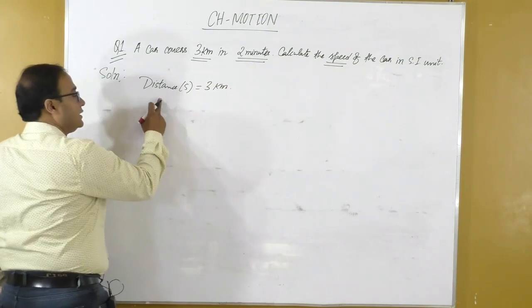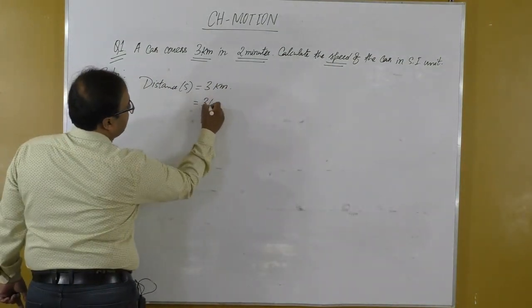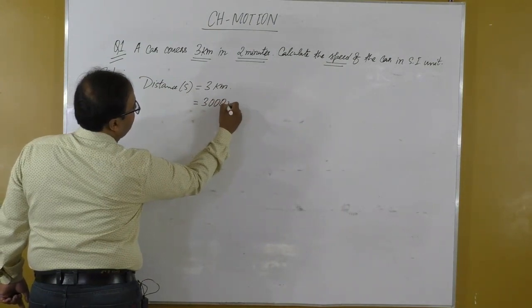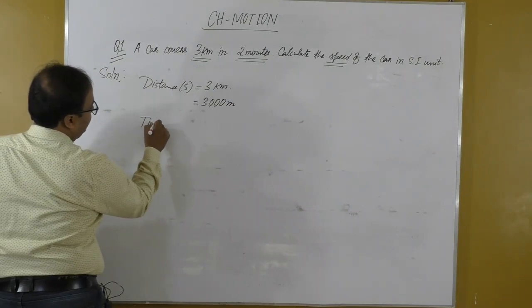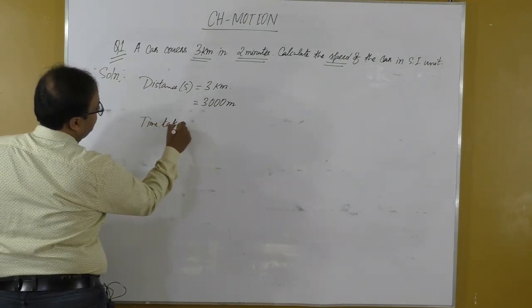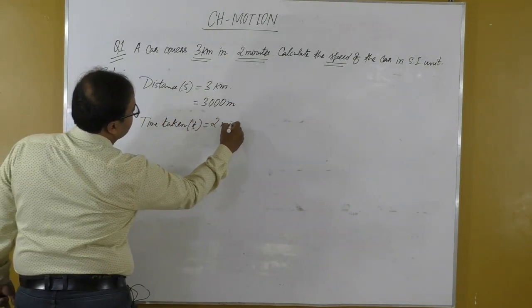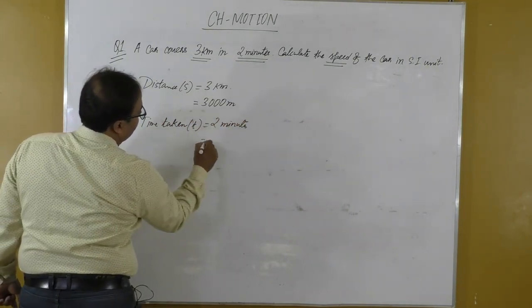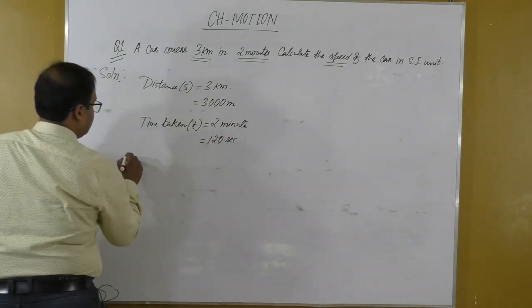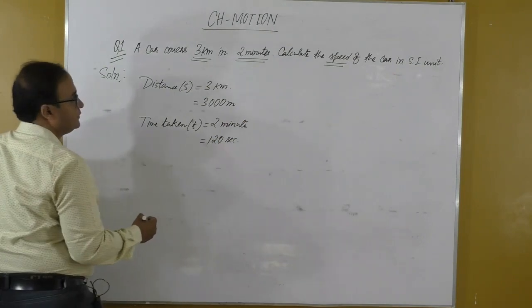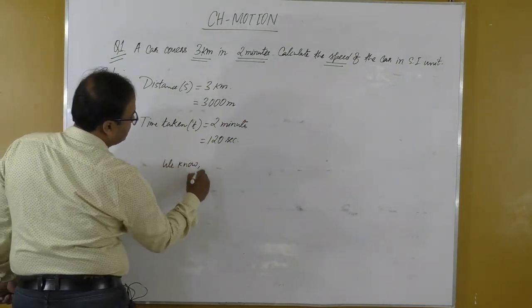So हम लोग को करना क्या है, distance को मीटर में convert करना होगा. 3 kilometer is 3000 meter and time taken is given here. Time taken is 2 minutes, 2 minutes is 120 seconds. So now you'll have to calculate the speed, and you know the formula for speed.